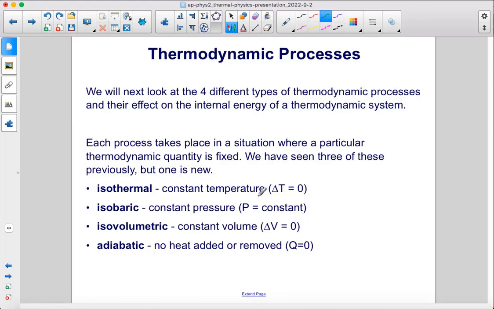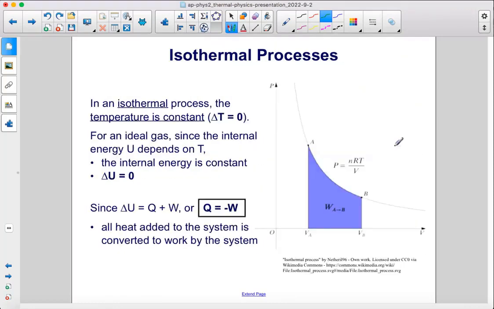Isothermal means constant temperature. The change in T equals 0. Isobaric means constant pressure. P is constant. Isovolumetric means constant volume. Delta V equals 0. And a new one, adiabatic, means no heat was added or removed. Q equals 0.